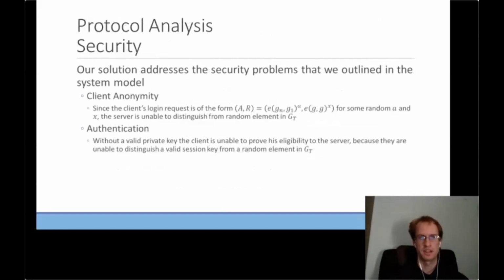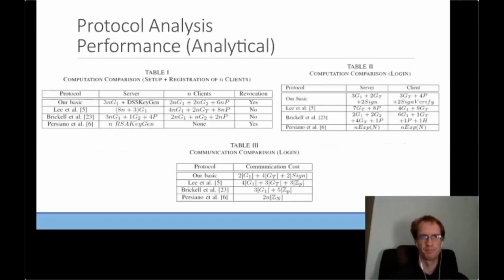Our solution addresses the security problems we outlined in the system model, where the client's login request is of the form A^R for some A and R, but the server is unable to distinguish this from a random element in GT. And without a valid private key, the client is unable to prove its eligibility because they are unable to distinguish it from a valid session key from a random element in GT. And this shows that we also have authentication security.